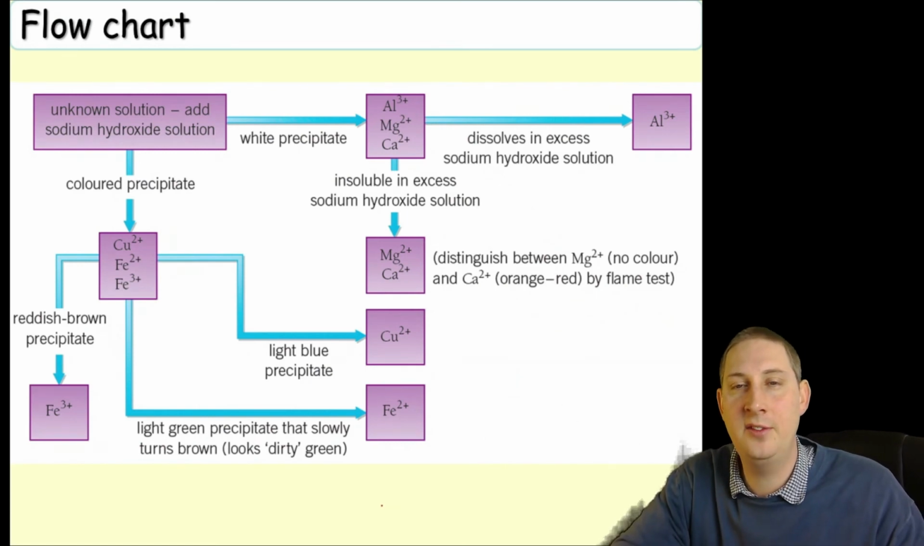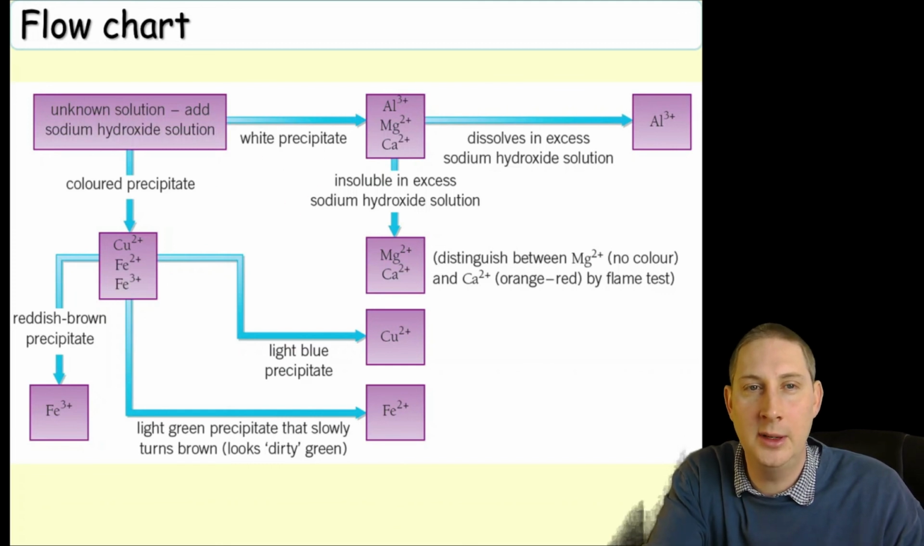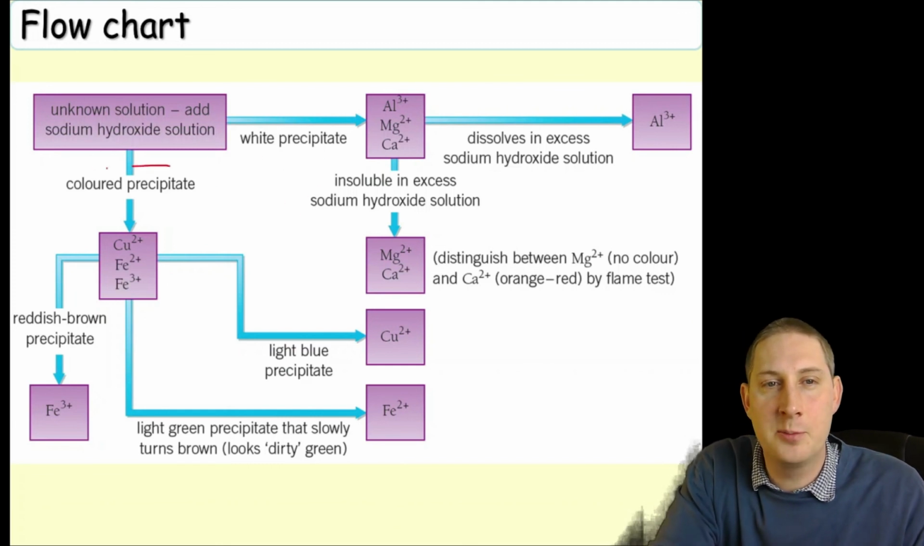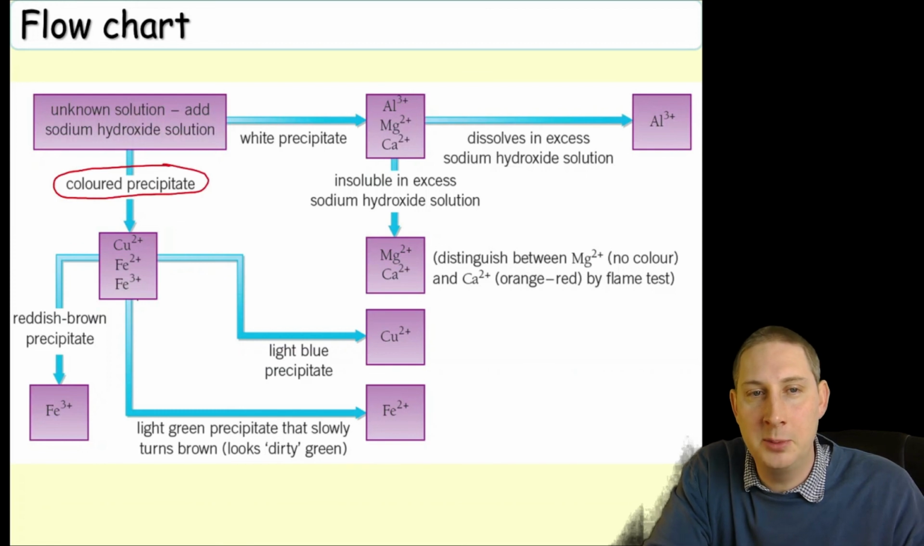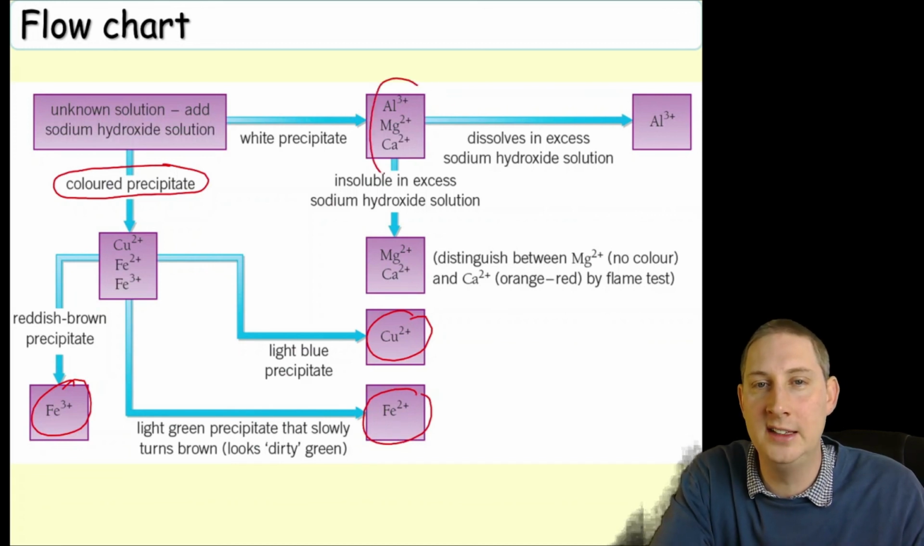And here is the flow chart for this. You take your unknown solution, you add sodium hydroxide. If the precipitate is coloured, it must be copper or iron. If it's reddish brown, it's iron 3. If it's blue, it's copper 2. If it's light green, it's iron 2+. If it gives you a white precipitate, it is one of these 3.